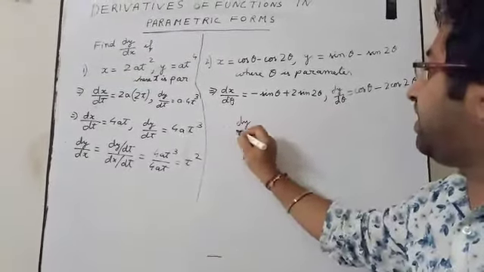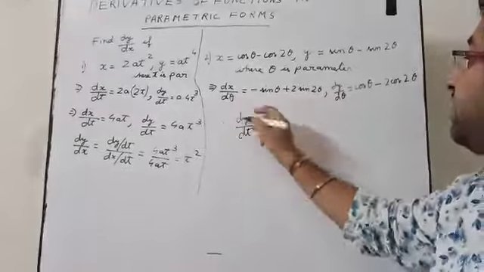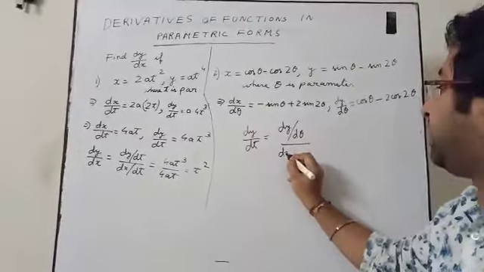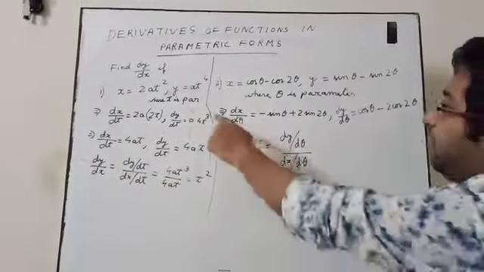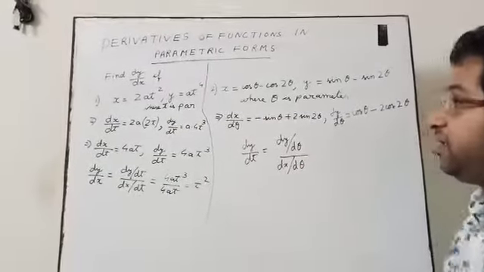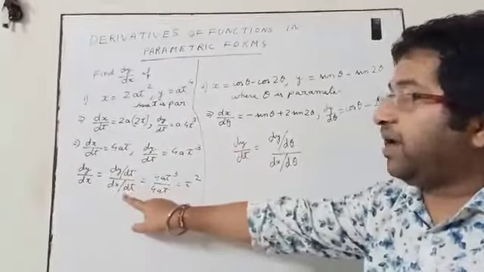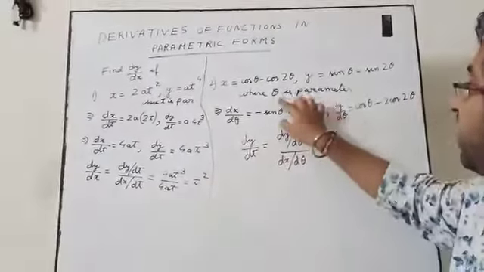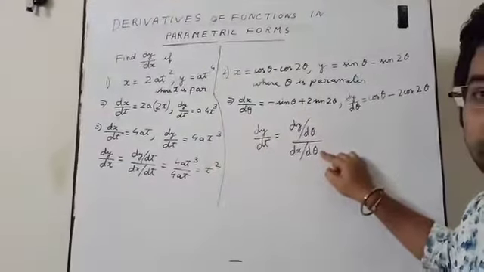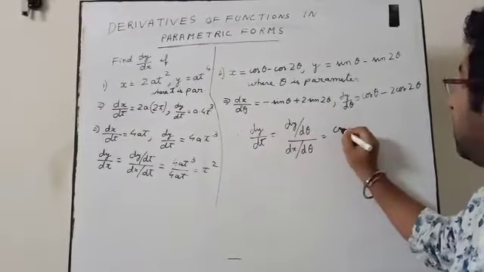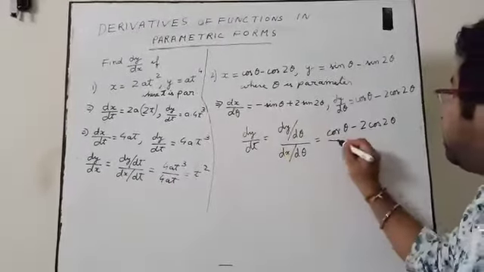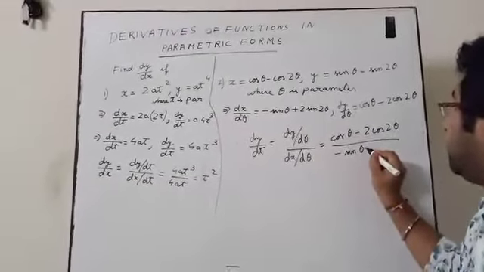Now they are dependent on theta, so you will not write dt. You will write dy by d theta and dx by d theta. Why? Because this time it is not t, it is theta. If t is the parameter, I have written dy by dt divided by dx by dt. Now in this case theta is the parameter, so it will be dy by d theta divided by dx by d theta. So dy by d theta is cos theta minus 2 cos twice theta, and dx by d theta is minus sin theta plus 2 sin twice theta.